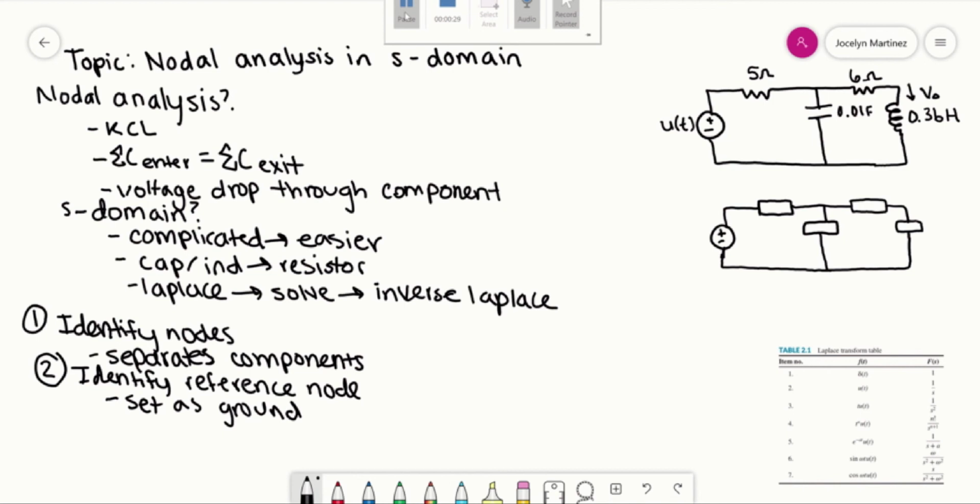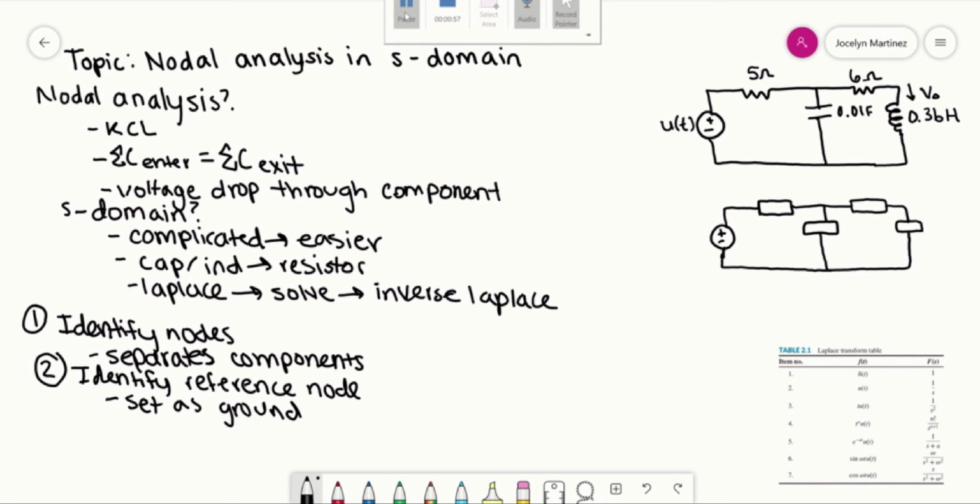This makes the complicated circuit easier to solve because capacitors and inductors can be essentially treated as resistors. This is done by taking the Laplace of each component, solving for the voltage, and then taking the inverse Laplace of the voltage to take it back into the time domain and get your answer.